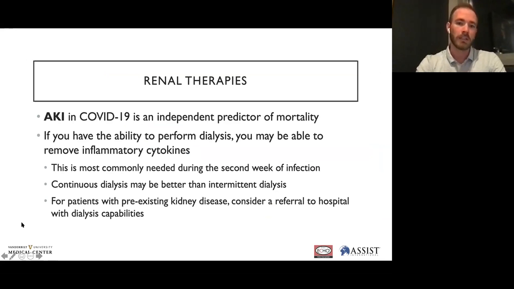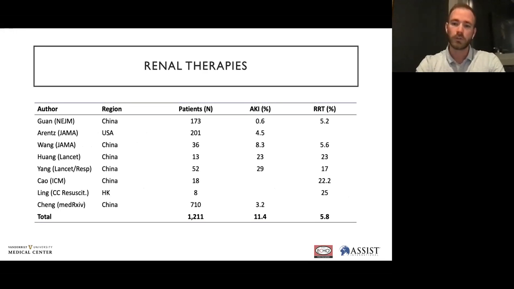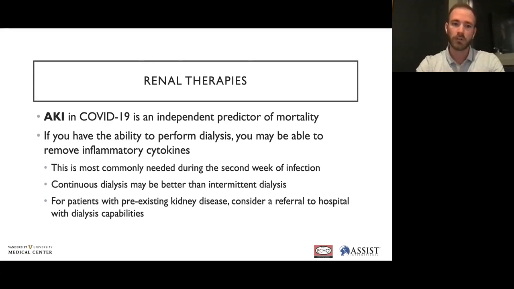If your patient has acute kidney injury, it has been shown to be an independent predictor of mortality with coronavirus. If your institution has the ability to perform dialysis, there are some thoughts that this could help to remove inflammatory cytokines. You're likely to see this as a need during the second week of infection. It's been recognized that continuous dialysis is likely better than intermittent dialysis. If you admit a patient with coronavirus with pre-existing kidney disease, you'll likely want to consider a referral to another hospital that has the capability for dialysis. Next slide.